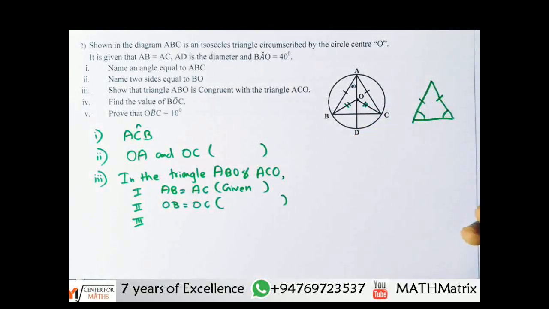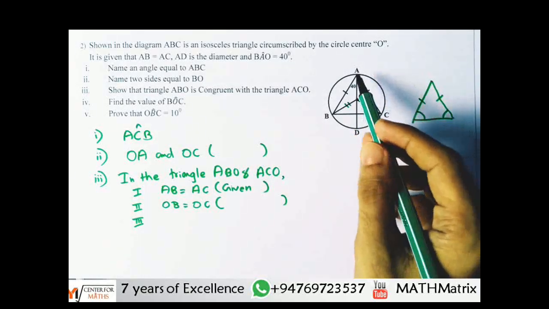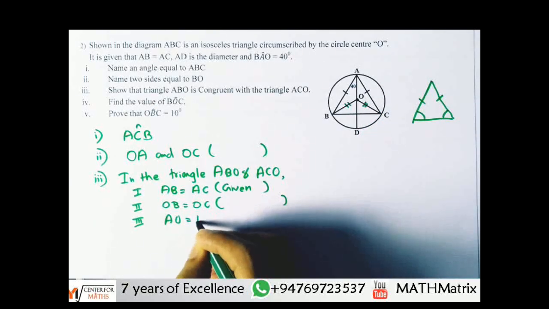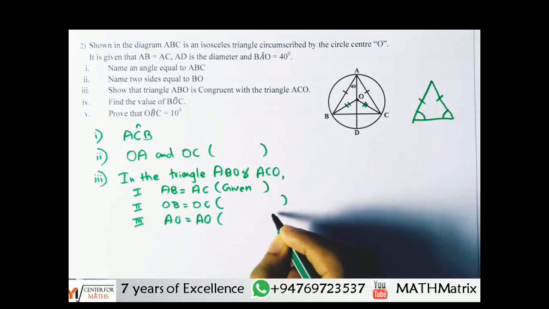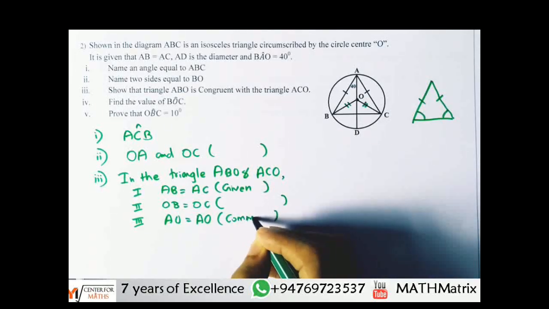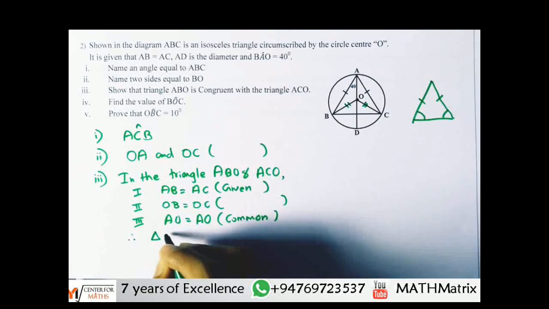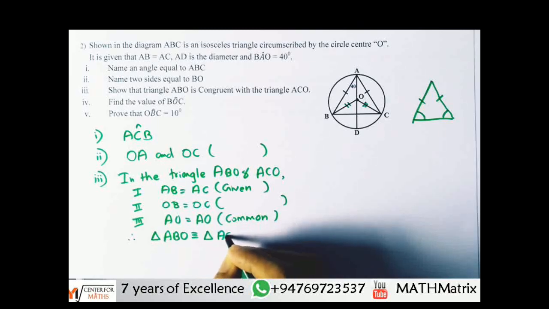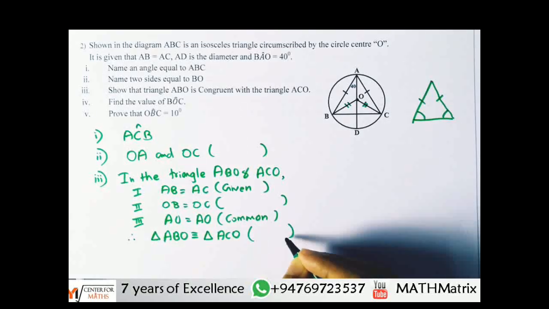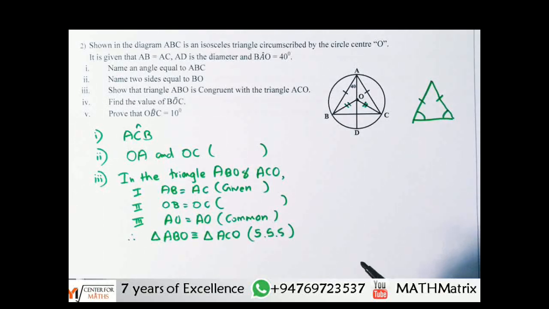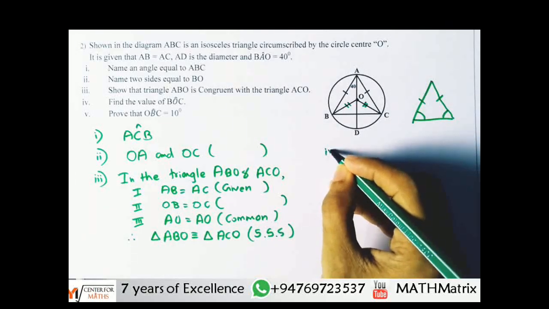Now we have to give one more proof. What can we say about this AO? AO equals AO, and the reason is common side. So therefore we can directly say that triangle ABO is congruent to triangle ACO. And what's the case? The case is SSS, side, side, side.